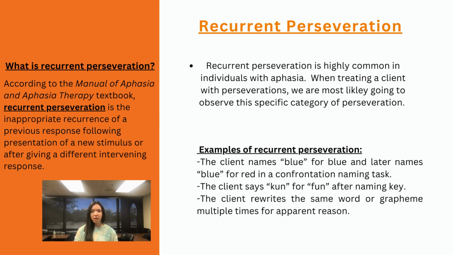Some examples for this would be the client names blue for blue and later names blue for red in a confrontation naming task. Another example is the client says "kun" for fun after a naming key. The client revisits the same word or grapheme multiple times for no apparent reason.